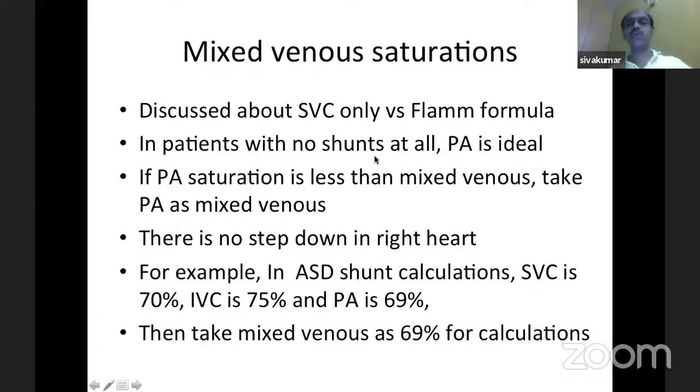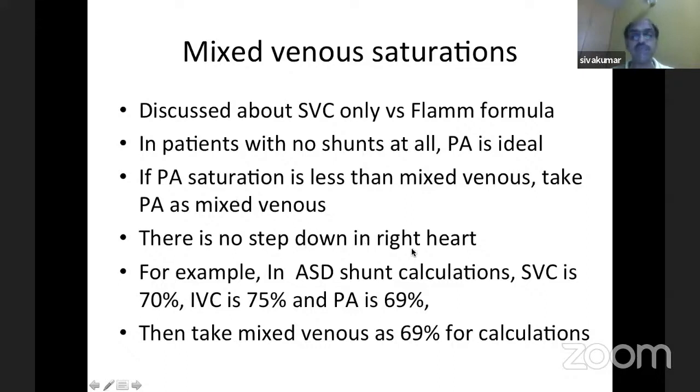In patients with no shunt at all, PA is the ideal place for mixed venous saturation. If PA saturation is less than mixed venous saturation, take PA as the mixed venous. This is very important. For example, if you are taking superior vena cava 70, inferior vena cava 75, but you enter into the PA and PA is only 68, don't calculate based on SVC and IVC. If the PA is lower, then the lowest value is the mixed venous.